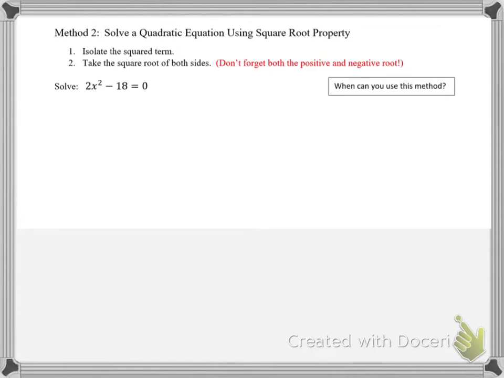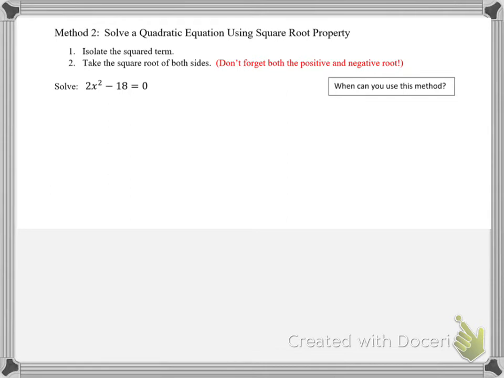Now let's look at another method for solving a quadratic equation, and that is using the square root property. So we see we have two basic steps. First, we isolate our squared term, then we take the square root of both sides. But now there's a couple notes that I want to draw your attention to before we actually solve the equation.